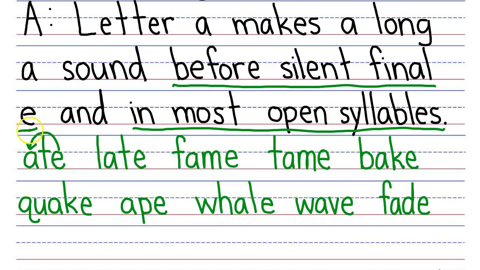But now we have this second reason that letter A can make a long A sound. And that's when it's in an open syllable. So now you have to ask, what's an open syllable? Well, an open syllable is a syllable that ends with a vowel. So it's sort of the opposite of a closed syllable. A closed syllable ends with a consonant, an open syllable ends with a vowel.